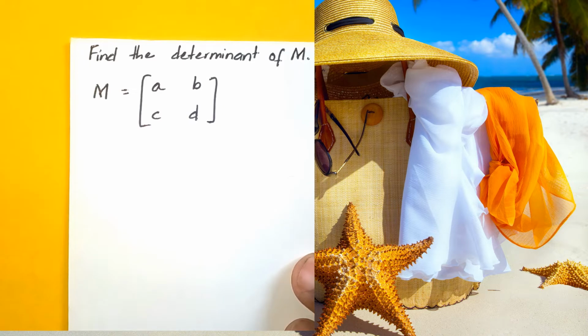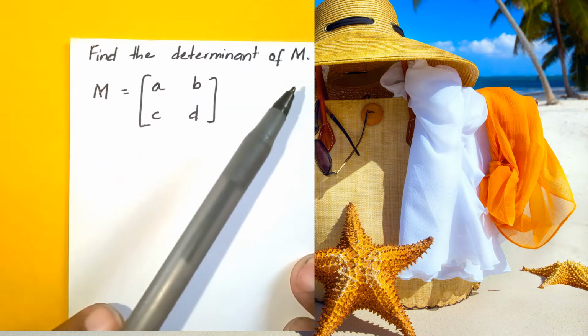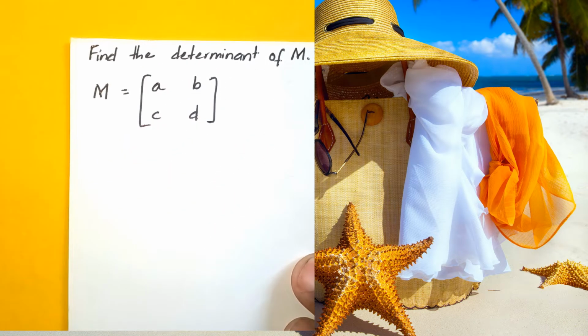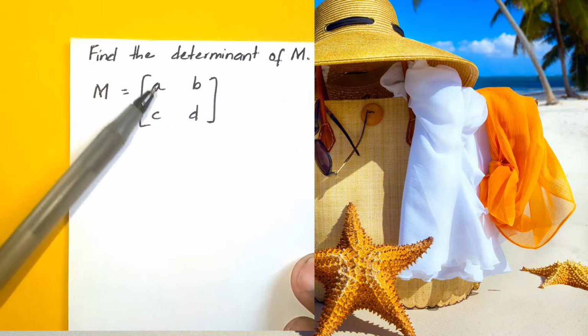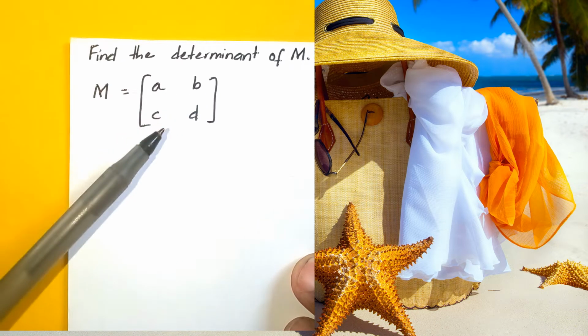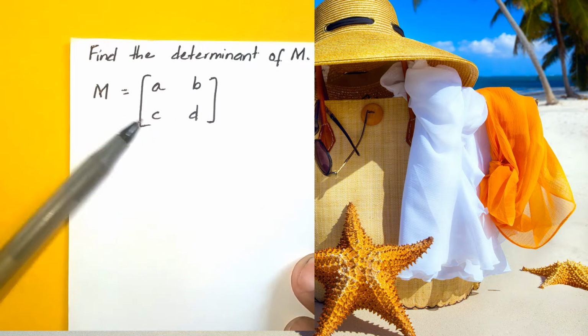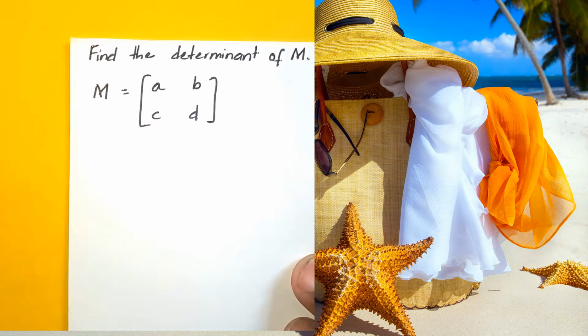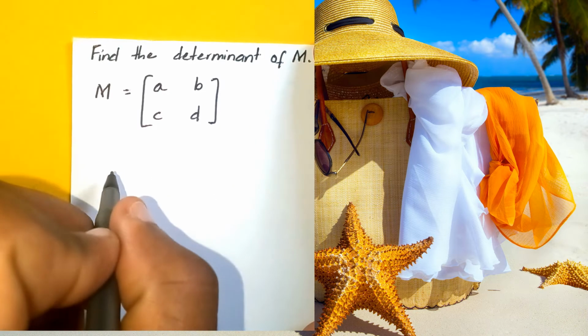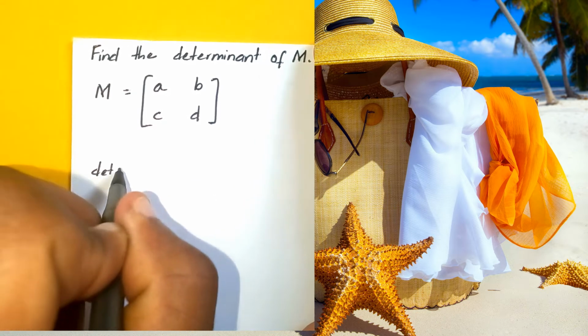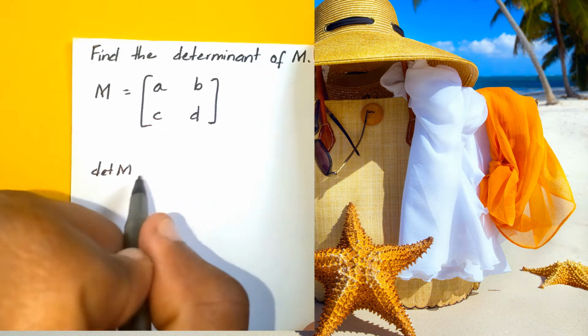We have this matrix M, and reading the instructions, it says find the determinant of M. Now, if you notice, in the row 1, column 1 position, you have A. In the row 1, column 2 position, you have B. Row 2, column 1, you have C. Row 2, column 2, you have D. And it's a square matrix. If it's not a square matrix, you can't find the determinant. Watch out for that.